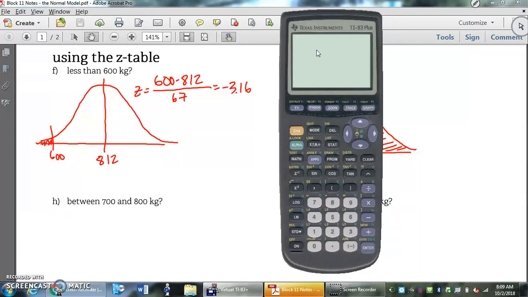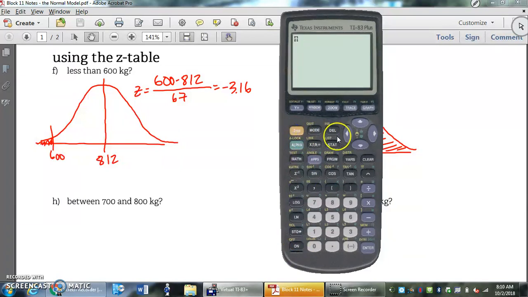So what I have here is the problem from the notes when we first learned the z-table. This first question says, what proportion of walrus weights are less than 600 kilograms? So I have the normal model drawn out. I found my z-score already. All of that's the same as how we did it in class.